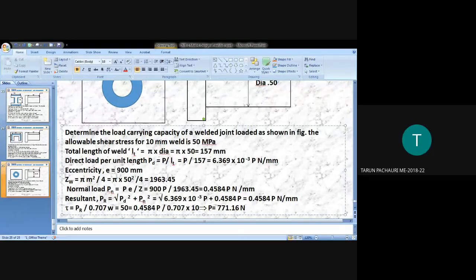I took only 0.458. That is why I got that answer. Which one did you take? 4 decimals. Oh, you have taken 3 decimals, huh? Yes, sir. Okay.